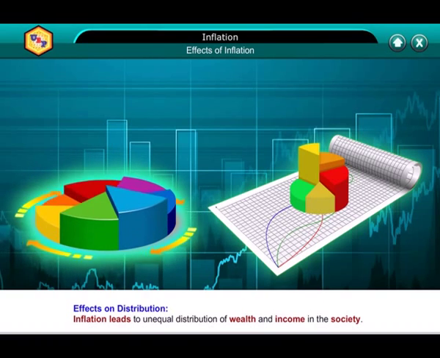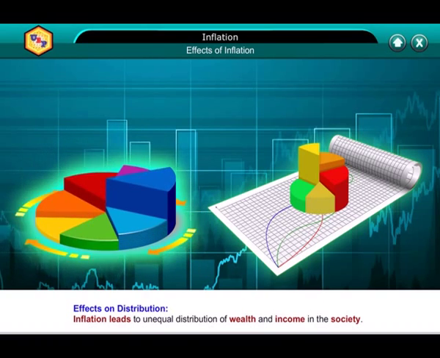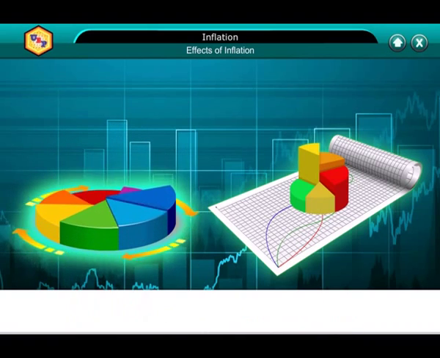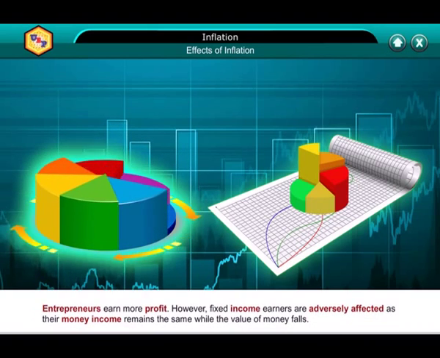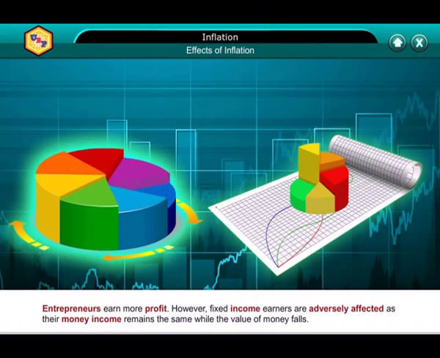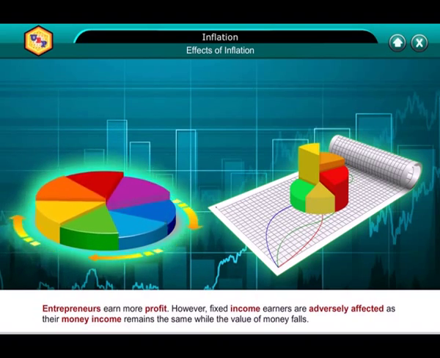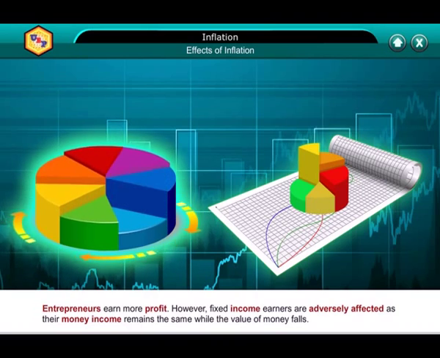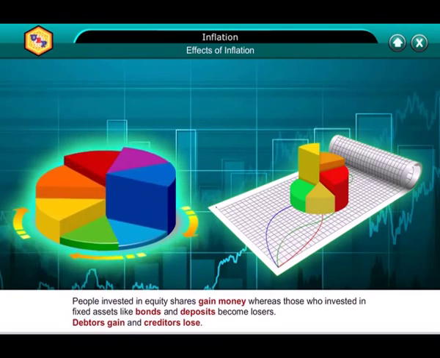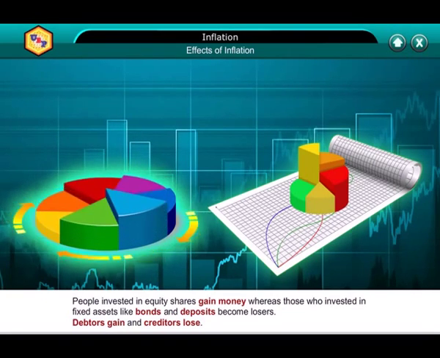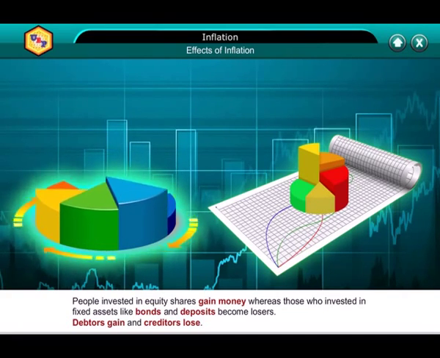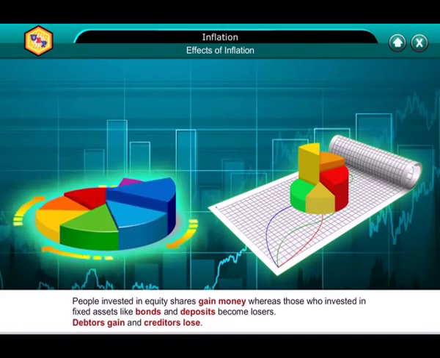Effects on distribution. Inflation leads to unequal distribution of wealth and income in the society. Entrepreneurs earn more profit. However, fixed income earners are adversely affected as their money income remains the same, while the value of money falls. People invested in equity shares gain money, whereas those who invested in fixed assets like bonds and deposits become losers. Debtors gain and creditors lose.